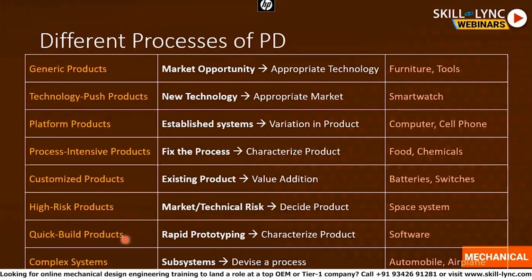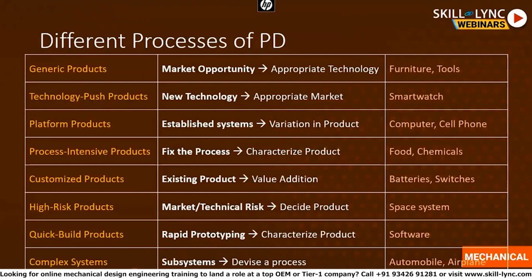And the seventh category is quick build products. So quick build products are as simple as that. You don't want to invest a lot of time or a lot of money in it. Just most of the time you invest your mind in it, you will achieve what you want to achieve. So rapid prototyping actually helps in some of the recent quick build products. And based on this as the driving factor, you characterize the product. So you know what capability of quick build you can do. Based on that, you characterize the product.